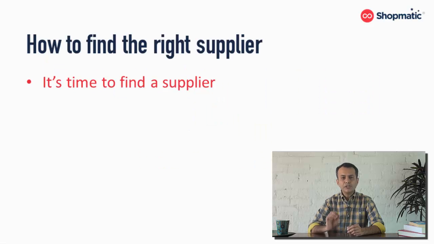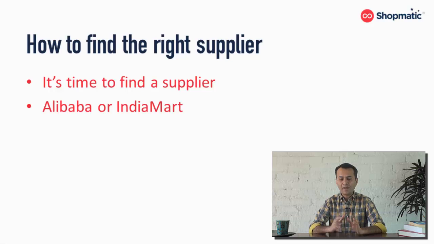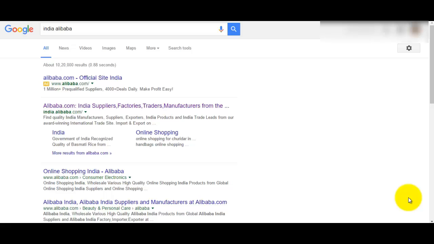Hi, now that you've determined what you want to sell, it's time to find a supplier. Now here are some key points you must remember. To find a supplier, head over to Alibaba or IndiaMart, and I'm going to show you how to do that in just a second.